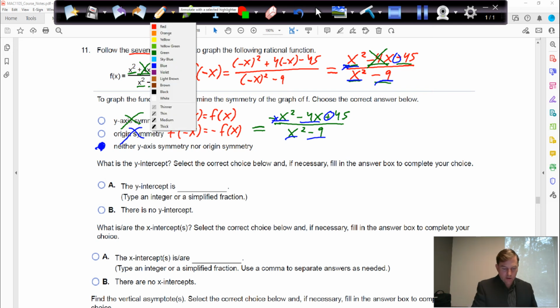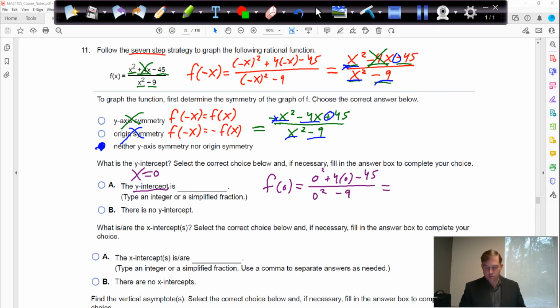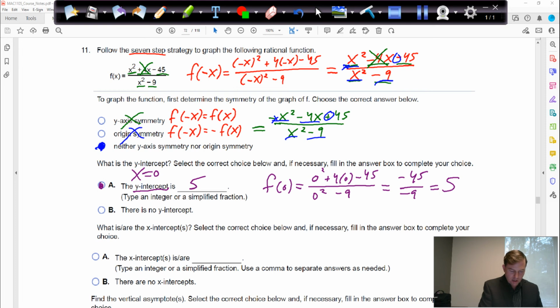Okay, the y-intercept. This is a little easier to find. The y-intercept is when x equals 0. So we just have to plug 0 into that function. So it's 0 squared plus 4 times 0 minus 45 over 0 squared minus 9. Well, these zeros, 0 squared, 0 times 4, those all go away. So you're just left with minus 45 over minus 9. Minuses cancel. 45 divided by 9 is positive 5. So it's going to touch the y-axis at positive 5.